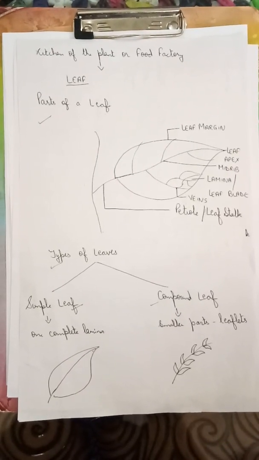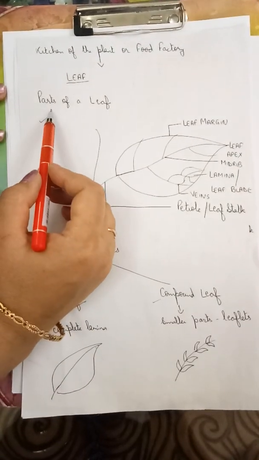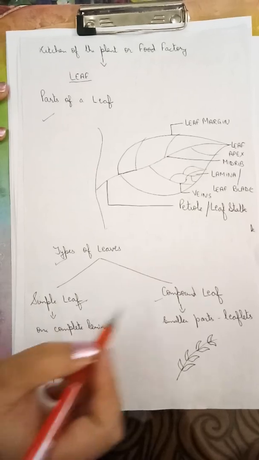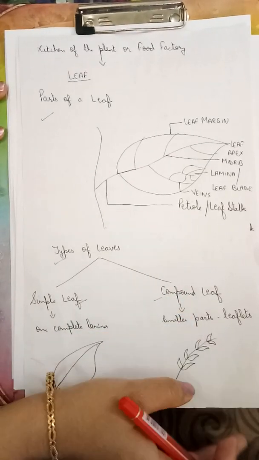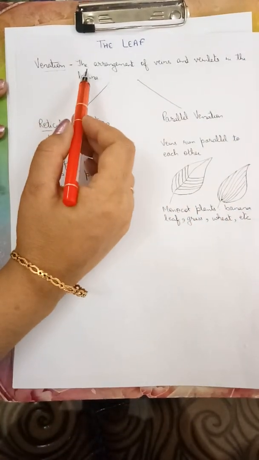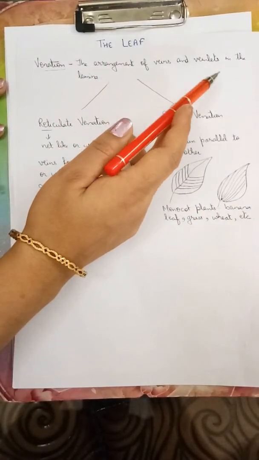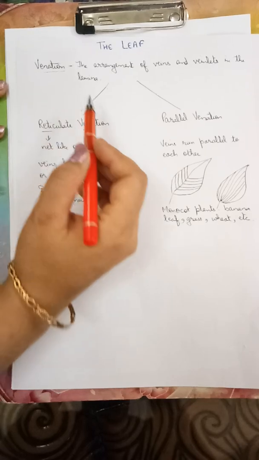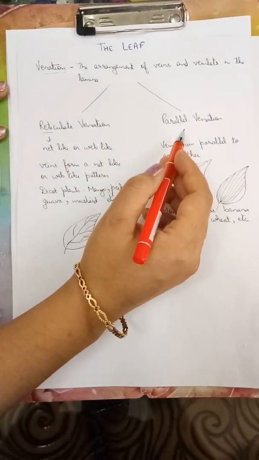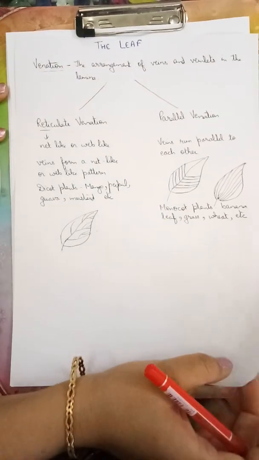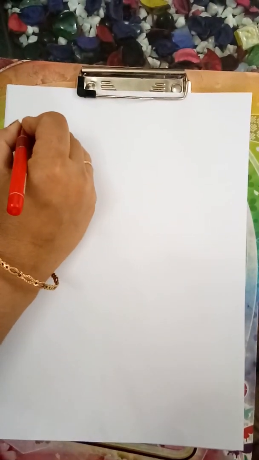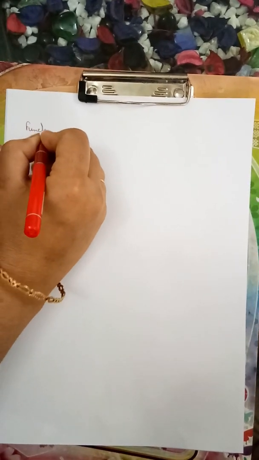In our previous classes we have discussed parts of a leaf and its two types, simple leaf and compound leaf. We have also discussed venation, that is the arrangement of veins and veinlets in the lamina, and its two types, reticulate venation and parallel venation. Today we will start with our next topic, that is functions of a leaf.